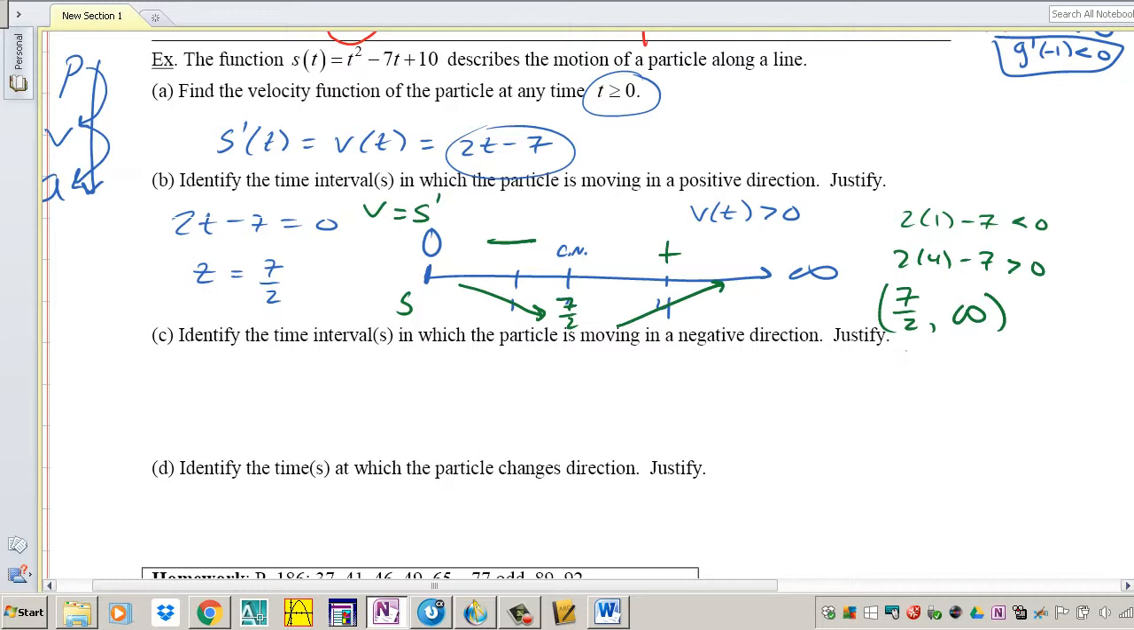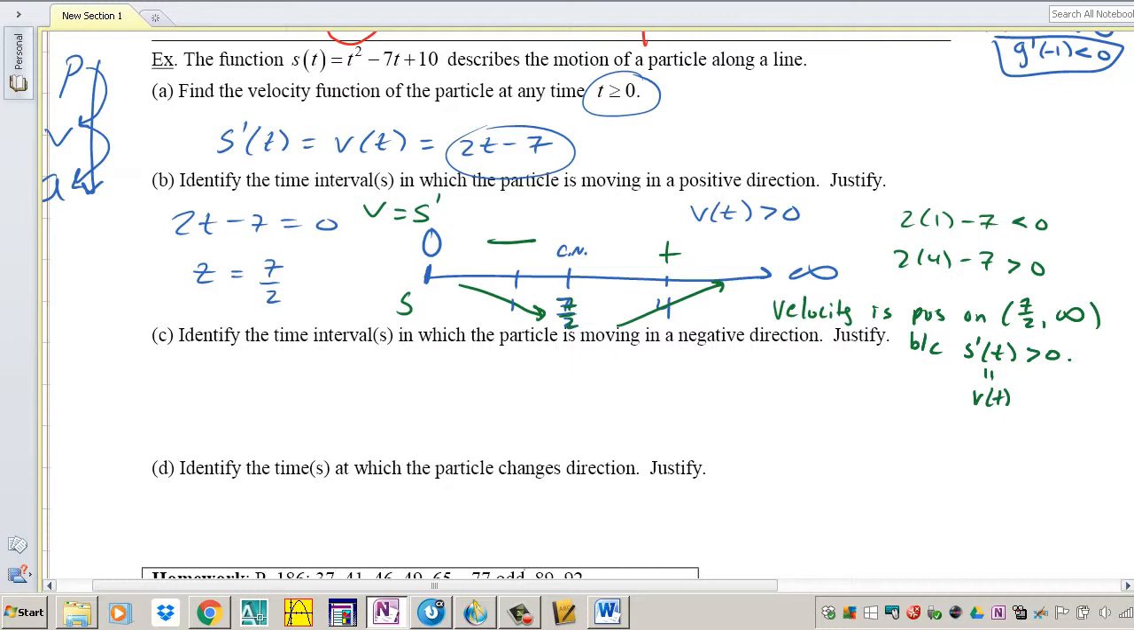And if you want to justify, you're going to say velocity is positive on 7/2 to infinity because s prime of t is greater than 0. Now you can say s prime of t, or you could say v of t, but you have to make the statement that v of t is equal to s prime of t. If not, you're just making it hard for the reader to read this stuff.